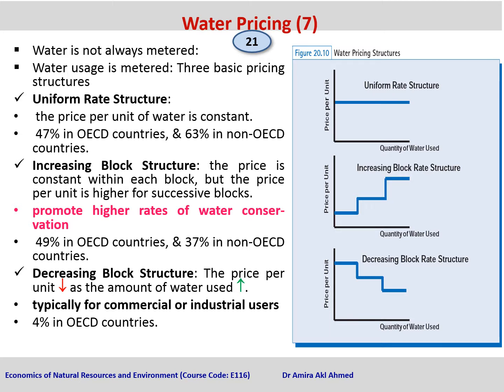The second is the increasing block structure, in which different water prices are charged according to different blocks. The price is constant within each block, but the price per unit is higher for successive blocks. An increasing block structure encourages more water conservation, as water users will wish to avoid moving into the higher priced blocks.